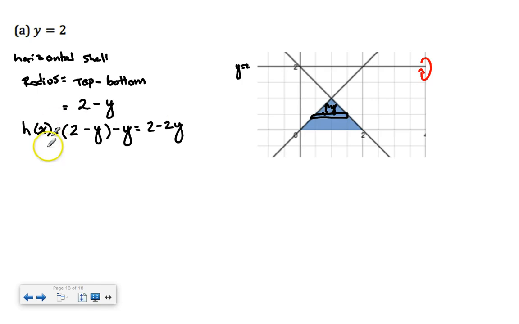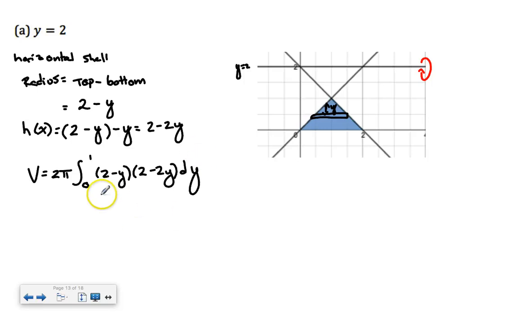And so the volume is going to equal 2 pi times the integral. Our limits were now 0 and 1. The radius is 2 minus y, and our height is 2 minus 2y dy. We can plug this into a calculator, and what we will end up with is a volume of 8 pi over 3.